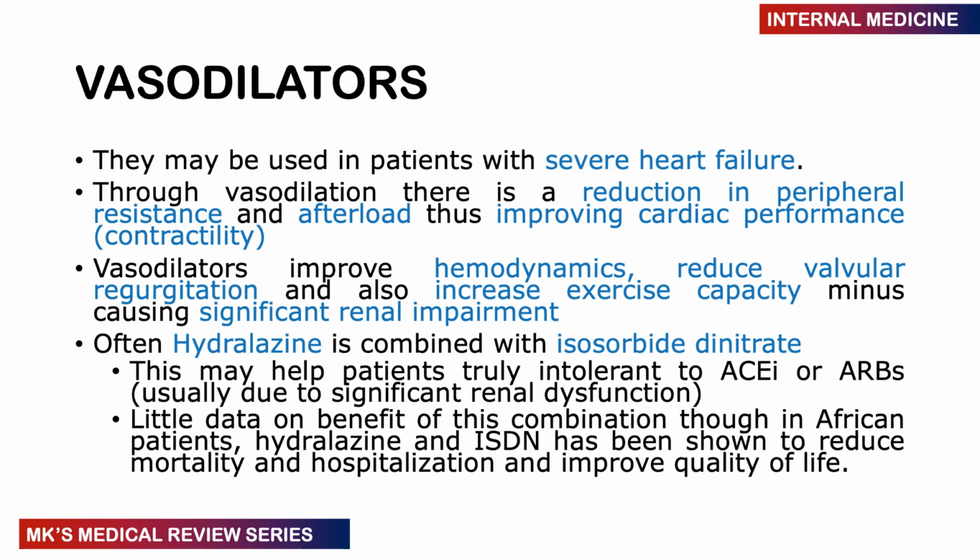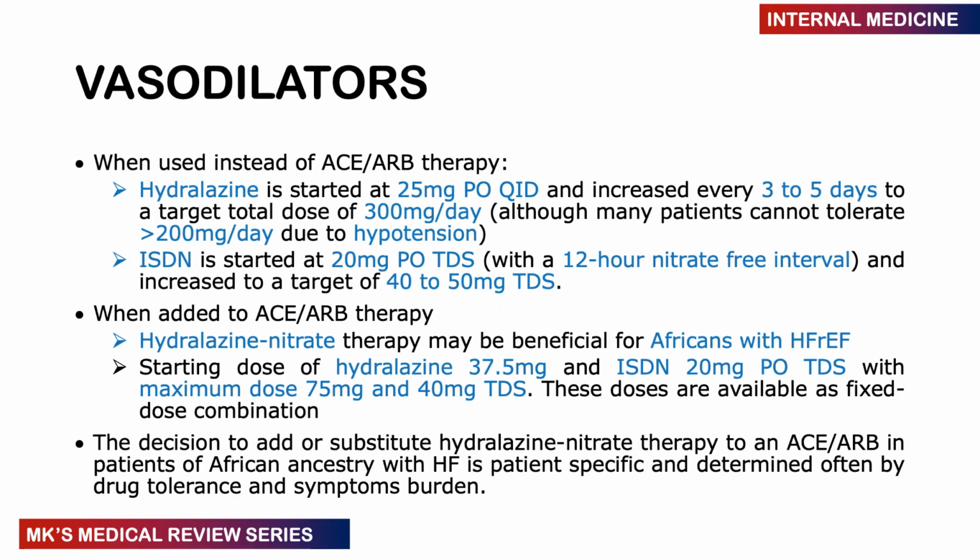Although there is little data that has been shown for us to make a conclusive practice based on the evidence, in African patients or those that are of African ancestry, we can actually combine these two drugs, and they have been shown to decrease the mortality and hospitalization and improve the quality of life in these patients. When you are using these drugs with an ACE inhibitor and ARB as part of the therapy, hydralazine can be started at 25 milligrams 4 times a day, and then we can increase every 3 to 5 days to a target of 300 milligrams per day.